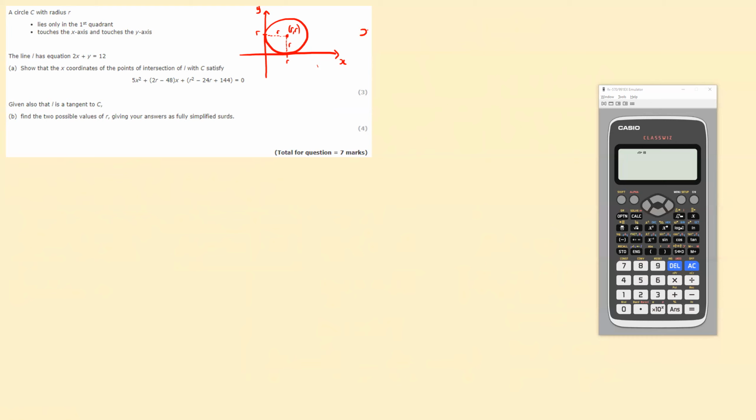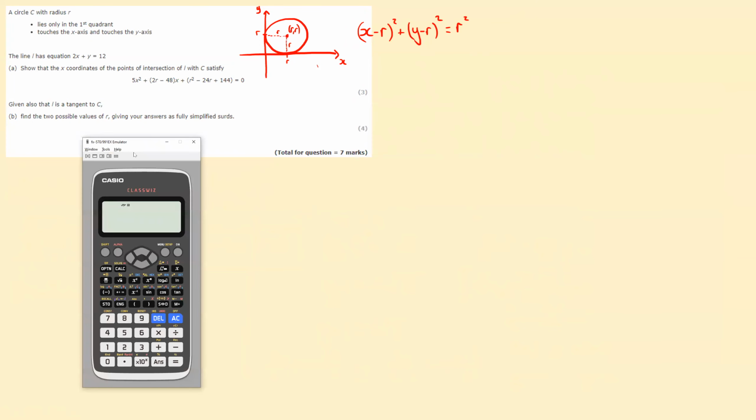So we've got an equation here, x minus r all squared plus y minus r all squared, and that's equal to r squared. And then we've been told this equation here, 2x plus y equals 12, and we want to show what's going on down at the bottom here. So there's going to be a lot of algebra here, a lot of multiplying out and bringing everything together. So I'm going to rearrange this to get y equals, and that's what I'm going to be substituting into my equation I've just found. So where I see a y, I'm going to put it into here.